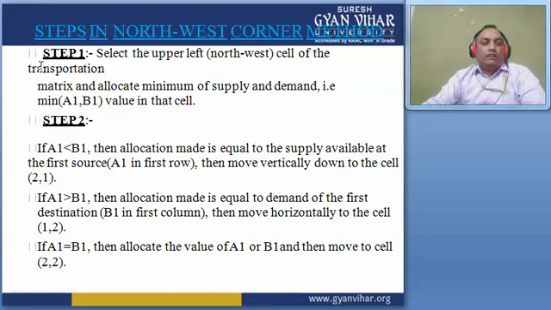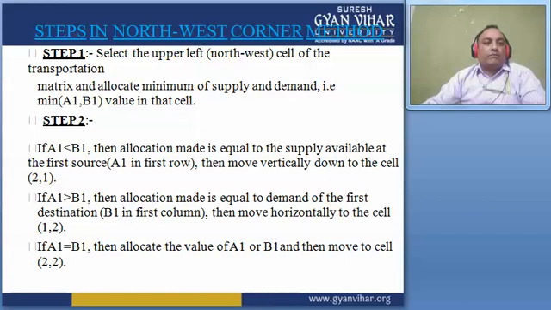And these are the three steps to follow to solve any problem related to transportation. Step number one: select the upper left cell of the transportation matrix and allocate the minimum of supply and demand, that is, the minimum of A1, B1 value in this cell.